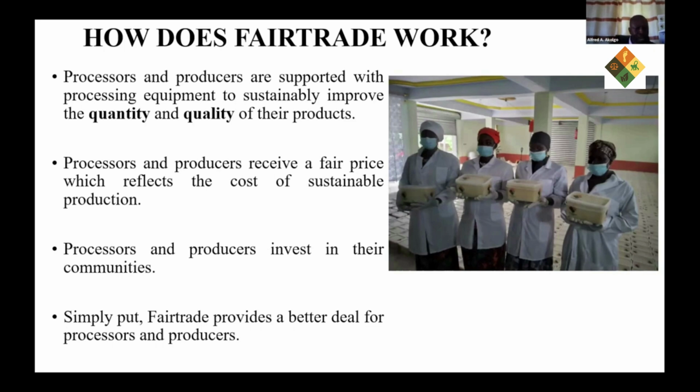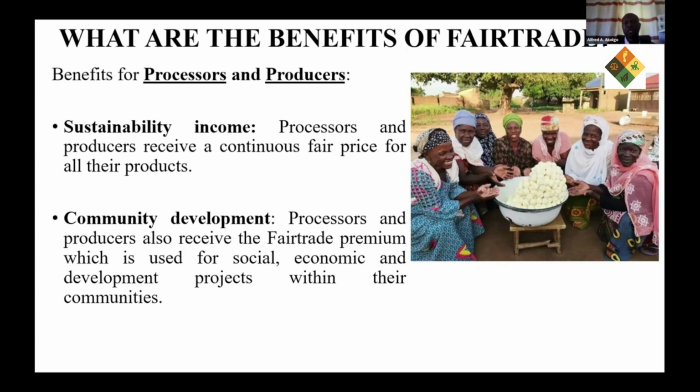Basically, what I'm trying to drive here is fair trade is a better deal for producers and processors. So the producers and the processors of Essential Depot shea butter, coconut oil, cocoa butter, and other products are sure of sustainable income. The processors and producers receive continuous fair trade prices for all their products. So that is one of the benefits.